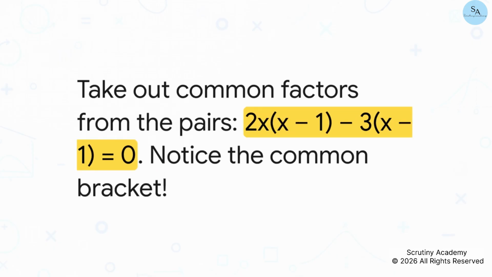Now it's time for grouping. Just look at the first 2 terms. 2x squared and minus 2x. What's common? Well, 2 x's, and that leaves us with x minus 1 in a bracket. Now for the next 2 terms, we can take minus 3 common, and look, that also leaves us with x minus 1, and that's the magic. Seeing that same bracket twice is exactly what we wanted.